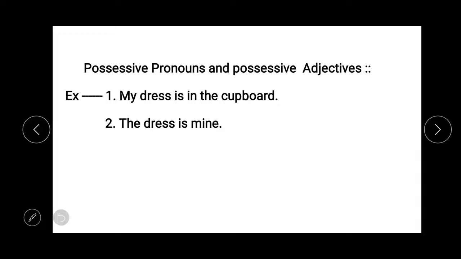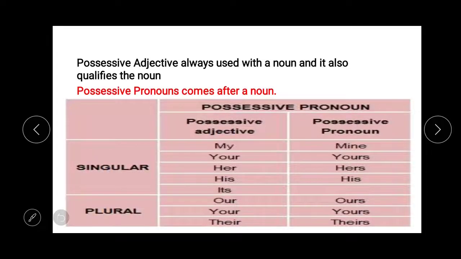Here students, in both the sentences, the noun is dress. And the pronoun referring to it is my in the first sentence and mine in the second sentence. Now the question is, which one is the possessive pronoun and which one is the possessive adjective. So let me first tell you the main difference between the possessive adjective and the possessive pronoun. Students, a possessive adjective is always used with a noun and it also qualifies a noun.